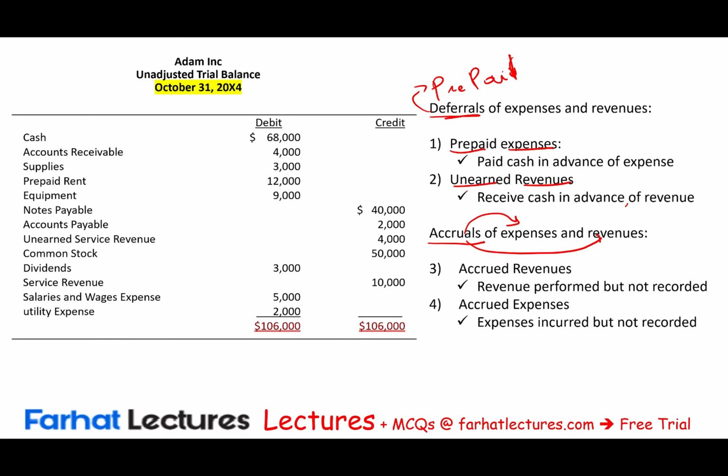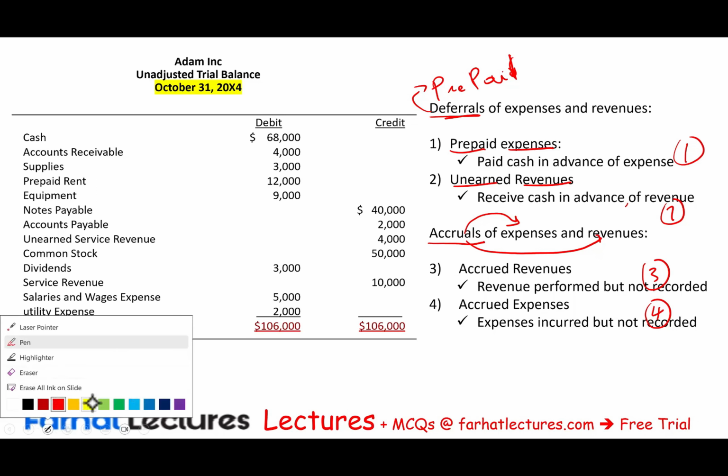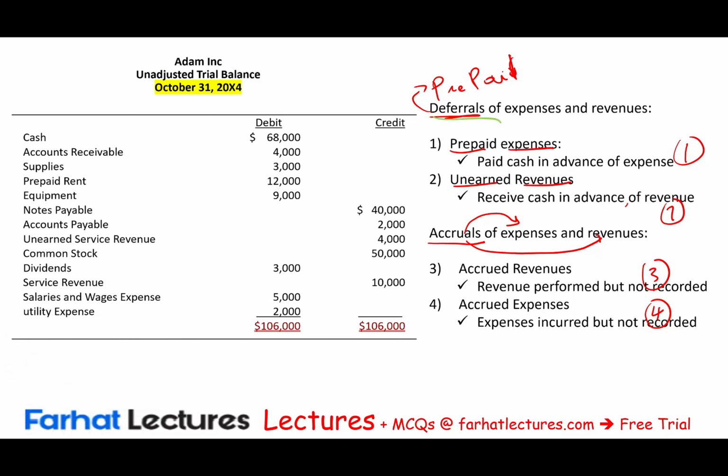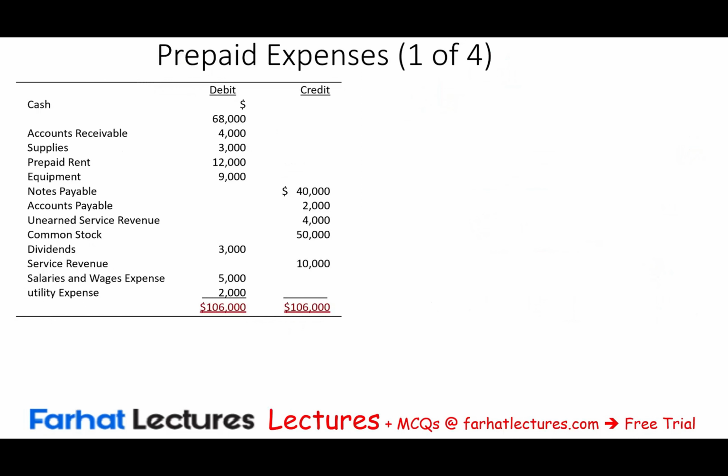Now, what I'm going to do is go over each one of these adjustments separately. Prepaid 1, unearned revenue 2, accrued revenue 3, accrued expenses 4. In certain textbooks, they say we have 2 types, basically the deferrals and the accruals. I like to think of them as 4 different types of adjustments. I will start with the prepaid expenses or deferred expenses. This is one of 4 adjustments.